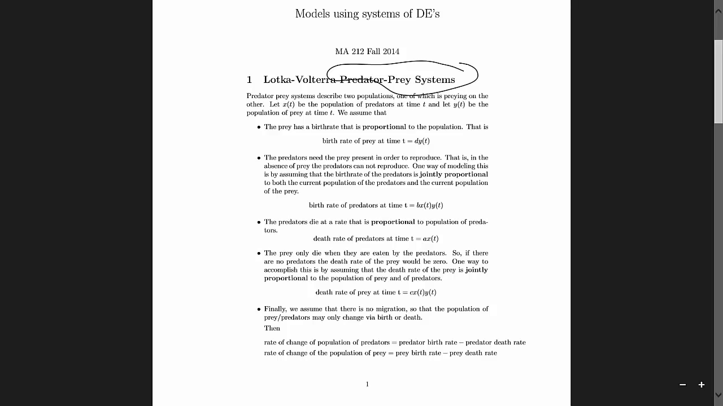And we said, let's imagine that we have two species. We'll call one species X and one species Y, and that species X preys on species Y. So population X is the predators, population Y, that's the prey.